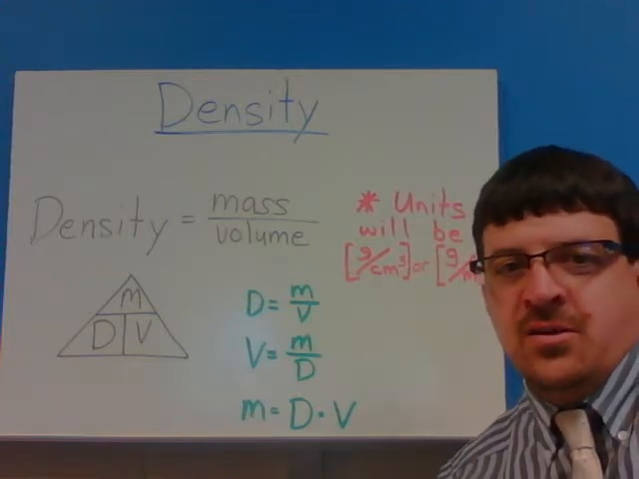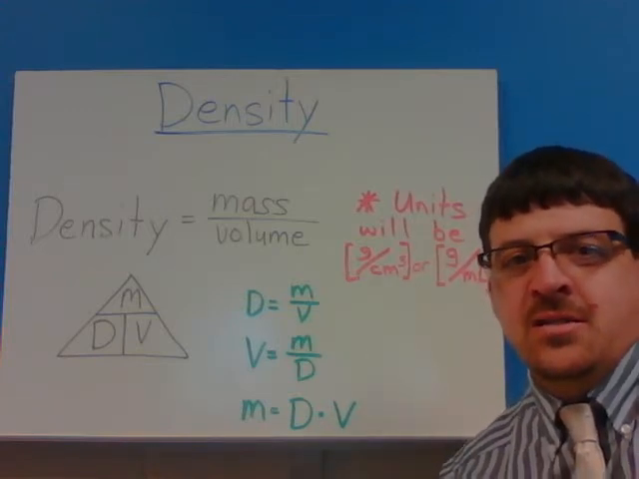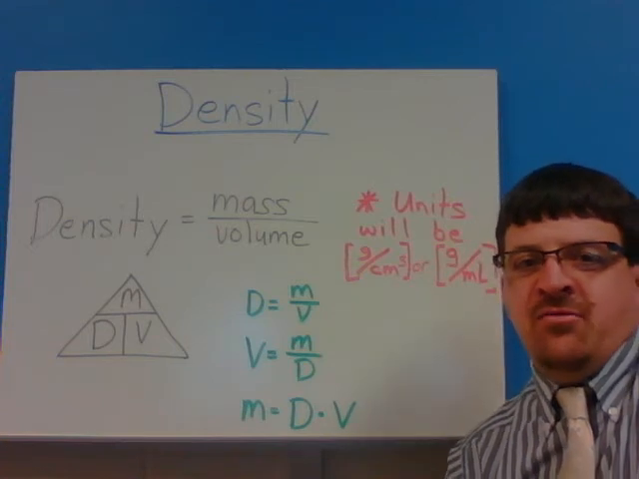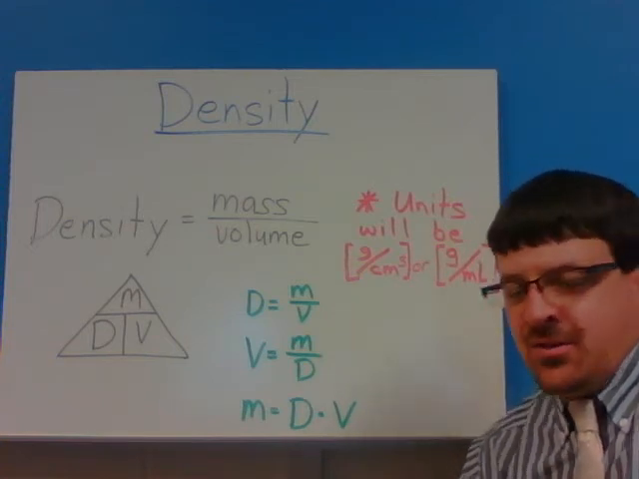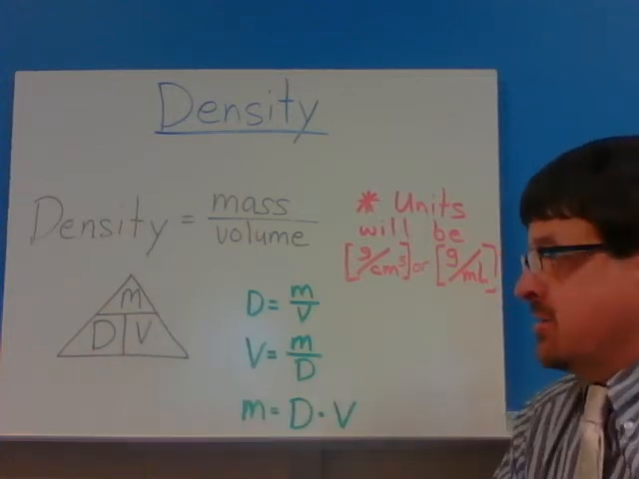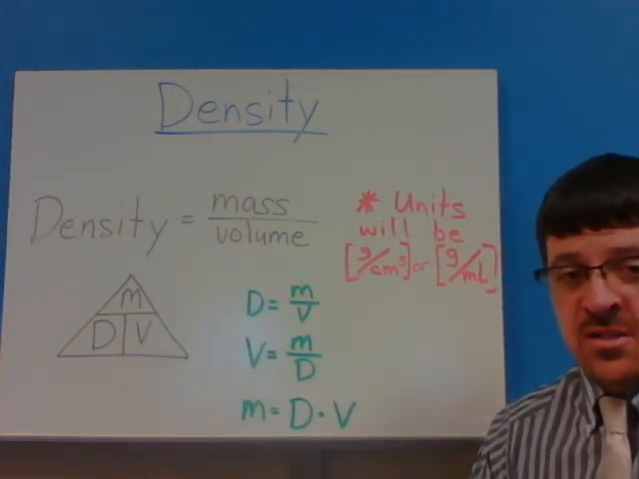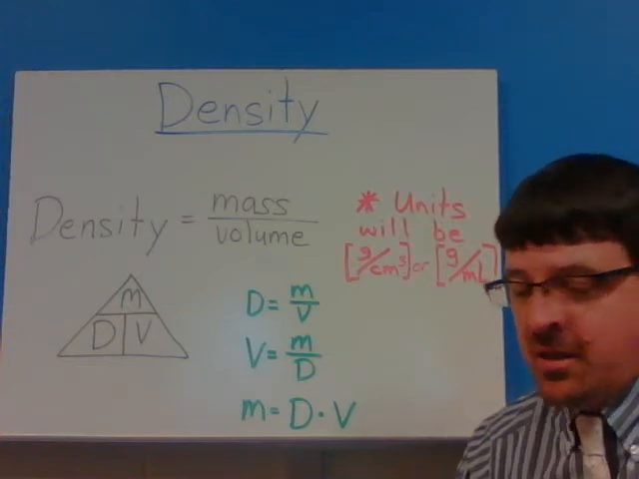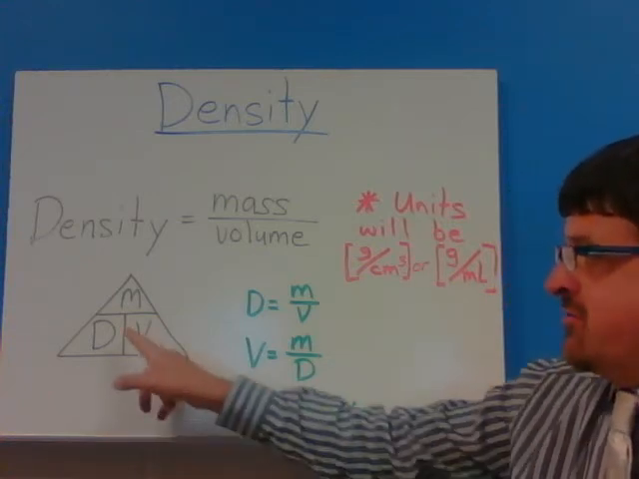Okay, today's notes we're going to talk about density. Density is mass divided by volume. Now, this little triangle right here is called the density triangle. When I started teaching earth science, I honestly had never seen this before. Somebody actually pointed it out to me. It's very handy, but you have to draw it correctly.